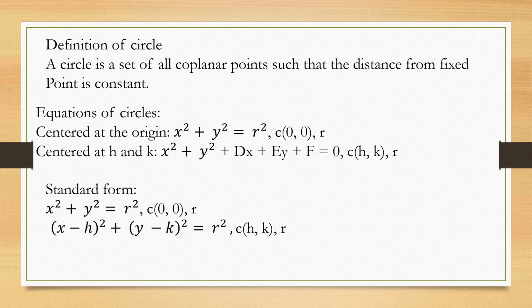Then we also have the standard form of the equation of the circle. We have x squared plus y squared is equal to r squared. This is the circle whose center is at the origin with r as its radius. The second one, the circle with center at (h, k), is (x minus h) to the power of 2 plus (y minus k) to the power of 2 is equal to r squared. We have here the center at (h, k) and r as its corresponding radius.